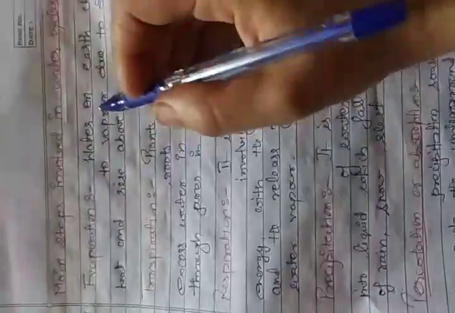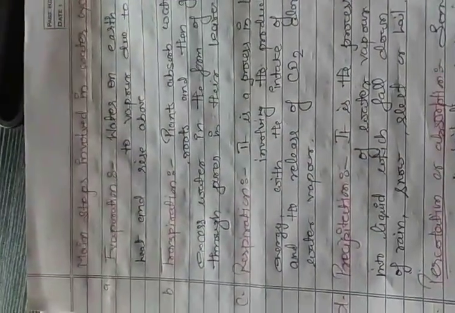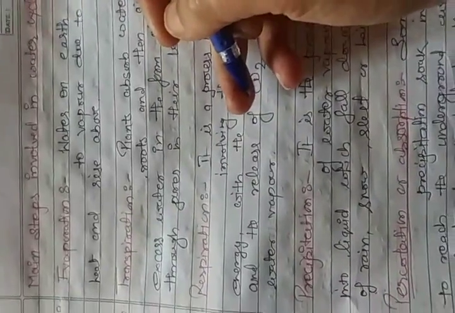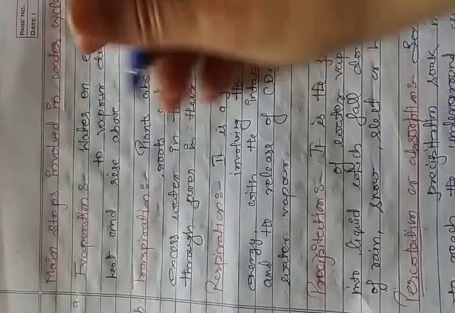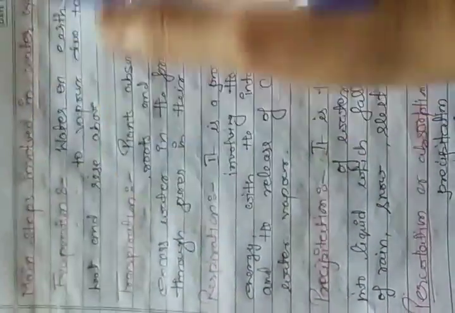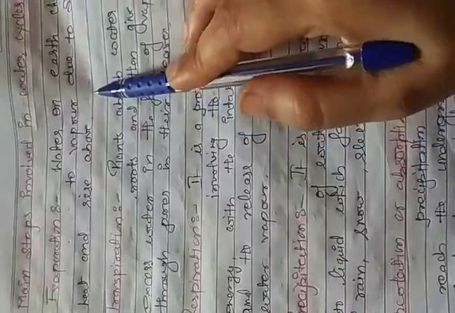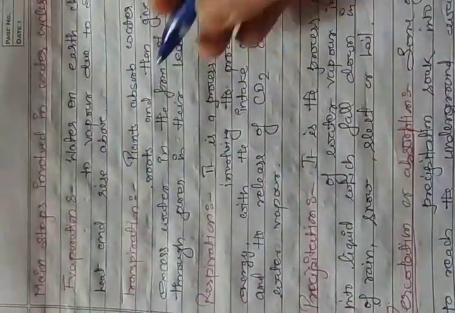Now evaporation. We know that water on earth changes to vapor due to the sun's heat and rises above. First of all, when water is present on the earth, it gets evaporated due to the sun's heat, and the water converts into water vapor. So water present on the earth's surface, like water bodies such as rivers, lakes, seas, etc., gets evaporated on heating by the sun's heat.